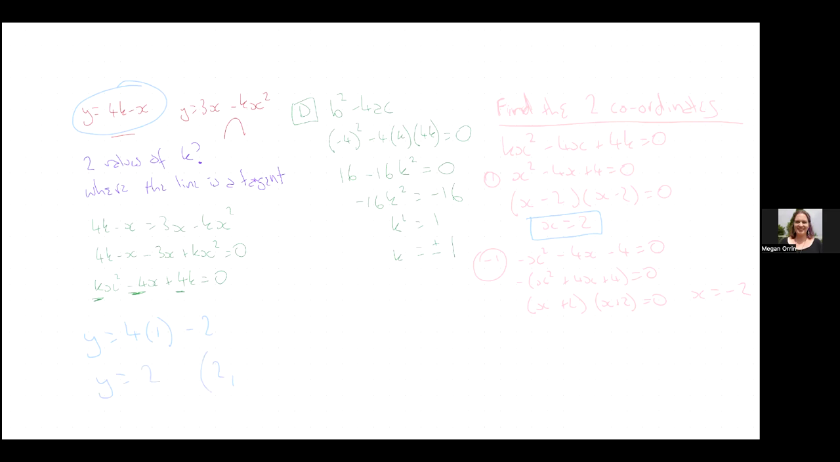And then let's pick another color for this one here. So x is -2. And we'll do the same thing over there. So y is 4k, which is -1, minus x, which is -2. So y is -2. So this point is -2, -2. All right, does that make sense?